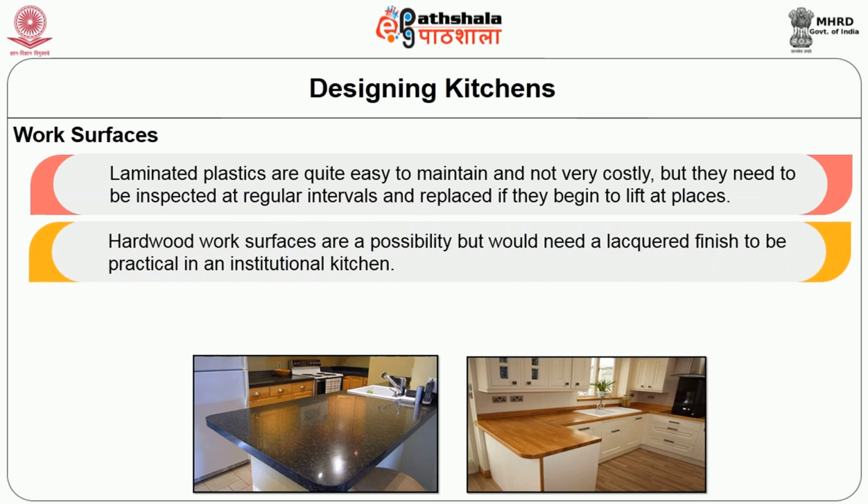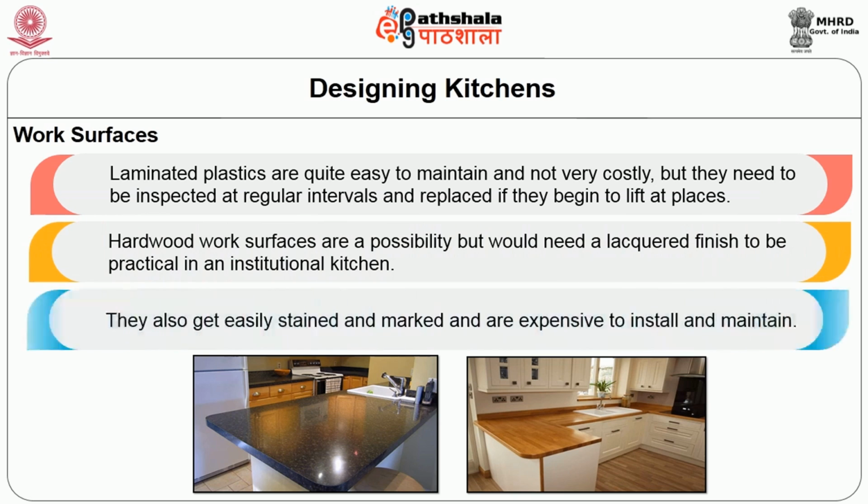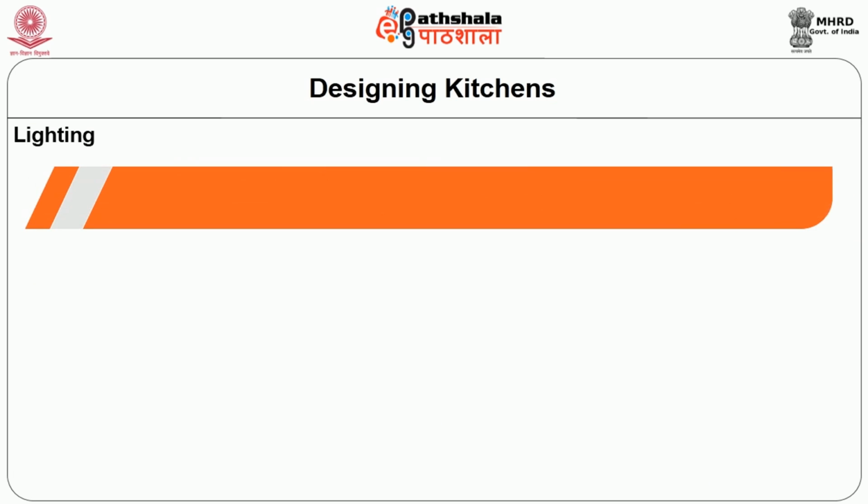They also get easily stained and marked and are expensive to install and maintain. Now, when we look into the lighting aspects, kitchen lighting should be designed purely to give best illumination and, as far as possible, natural lighting.